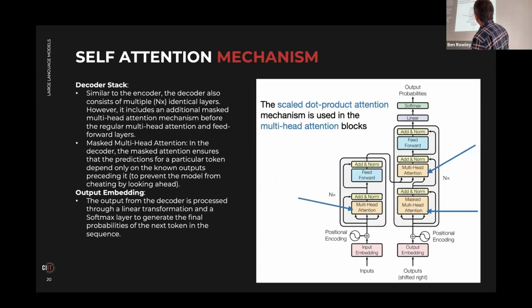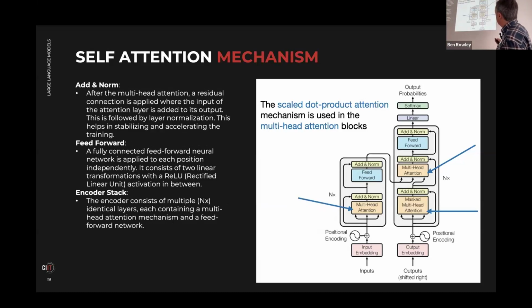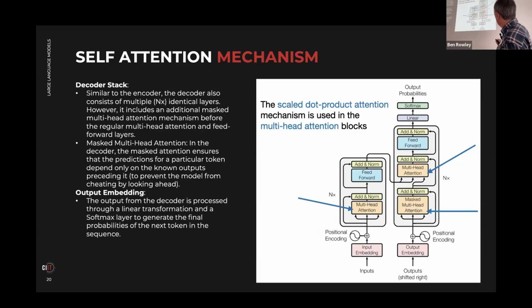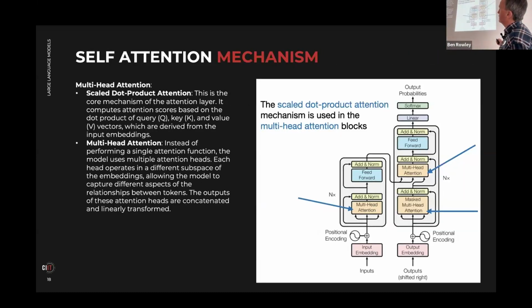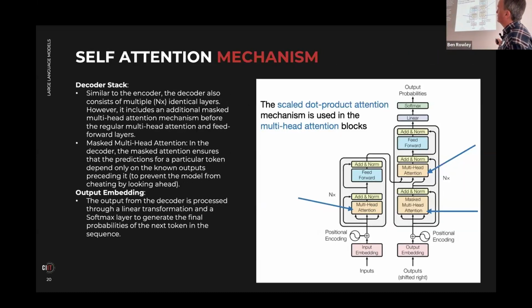Where does this output embedding come from? Let's look at the information here. The output embedding from the decoder is processed. That's a good question, actually. It's shifted right. So I think it's the inputs shifted right.